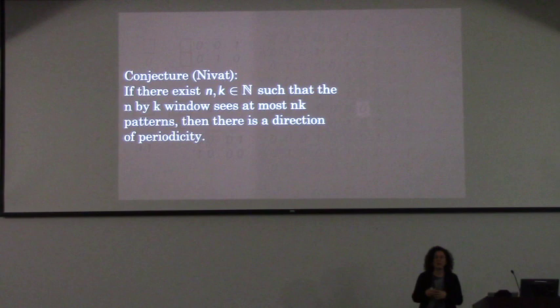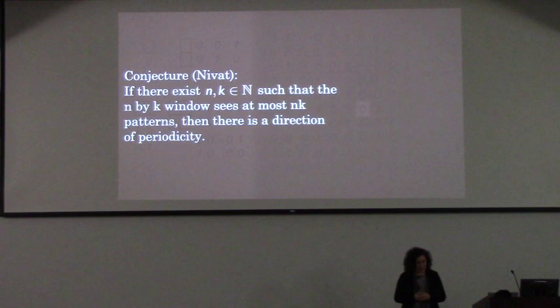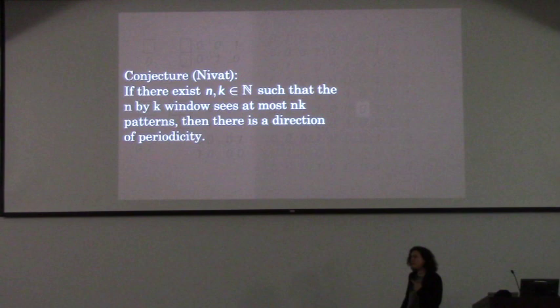So there is the theorem. But for general n and k, if there exists n and k, this is still an open question. So what I hope this makes you believe a little bit is that there may be hidden patterns in things that you just don't know that they're there yet. You can't really see them yet.